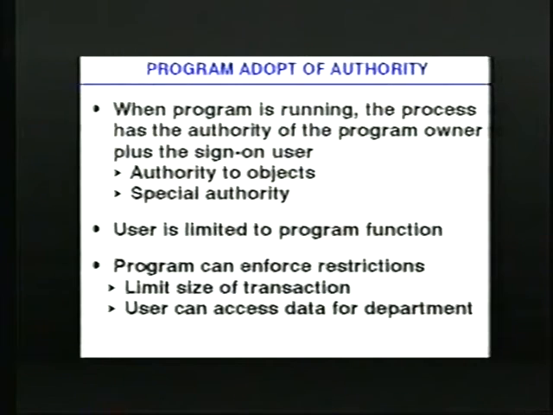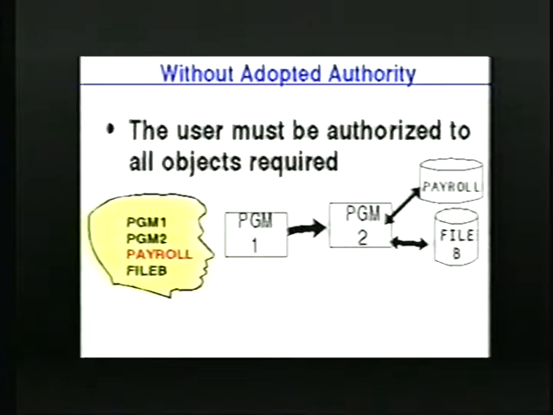And so the program can control what functions the user can do, and it can enforce such things as the size of a transaction, or maybe let a user perform certain accesses for individual libraries. Let's take a look at how adopted authority works, but first let's take a look at an example where the user doesn't have adopted authority.